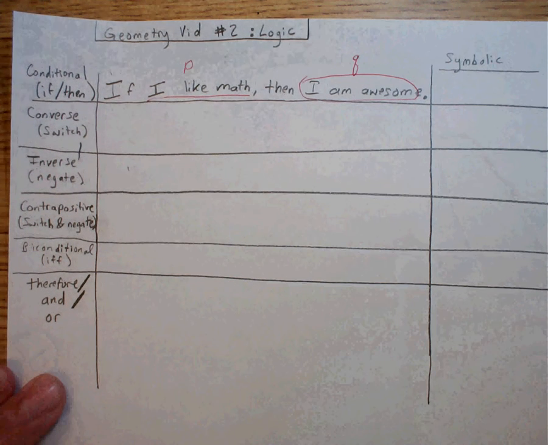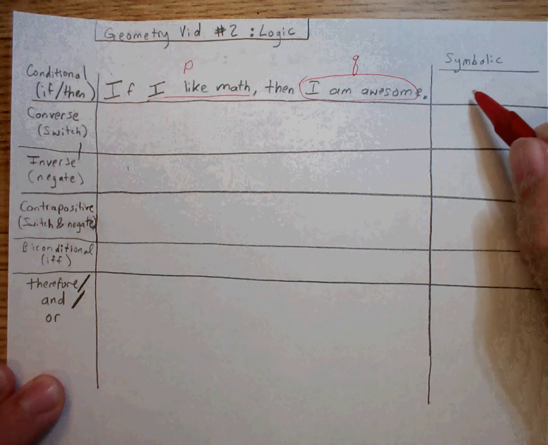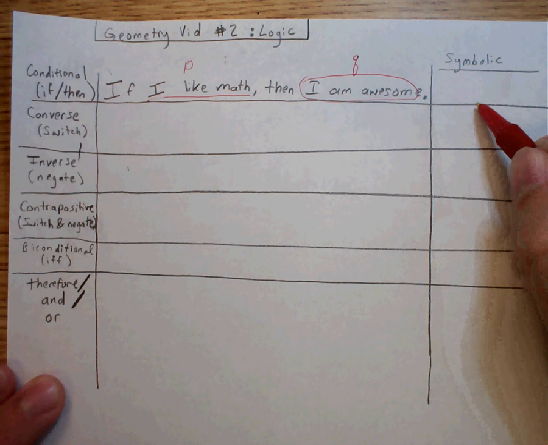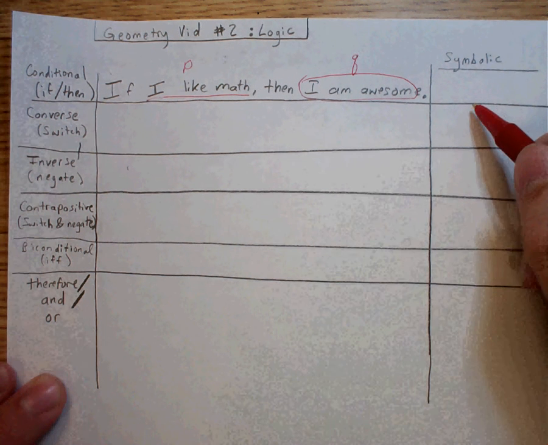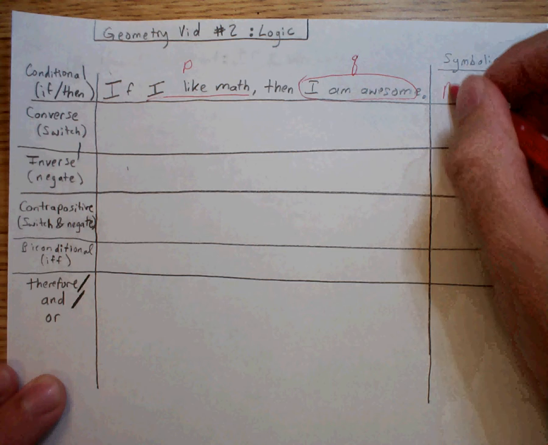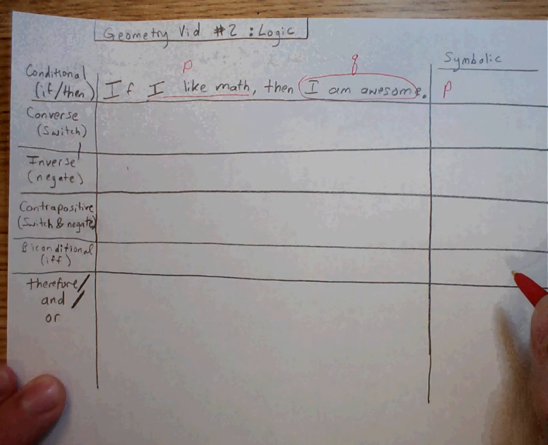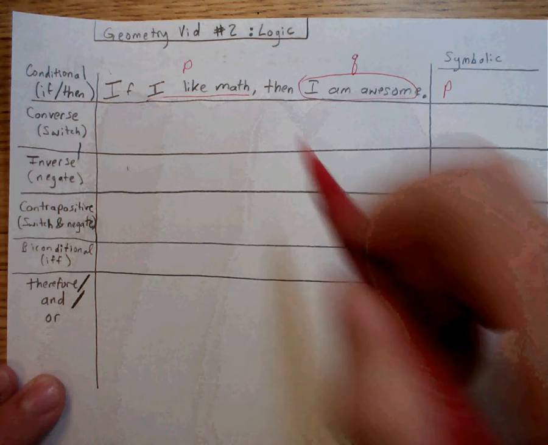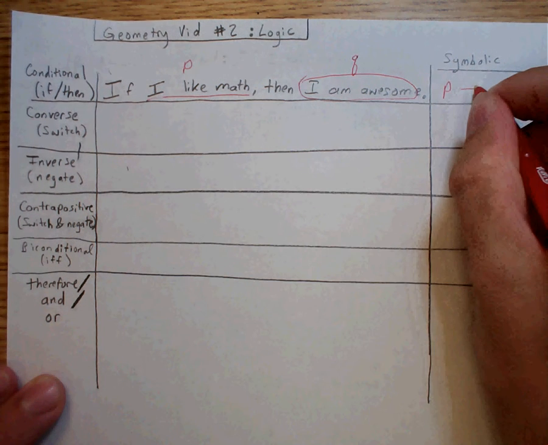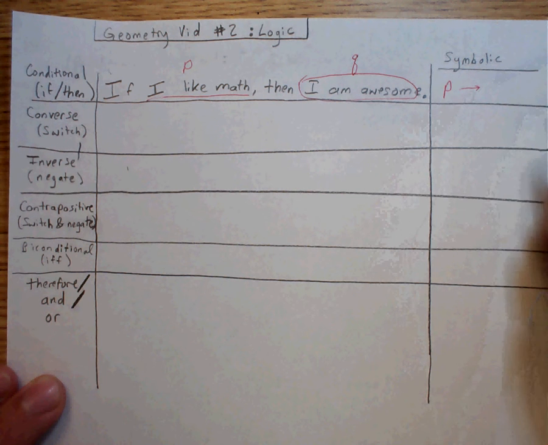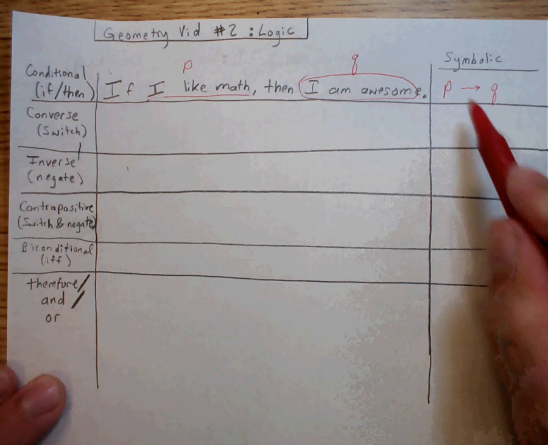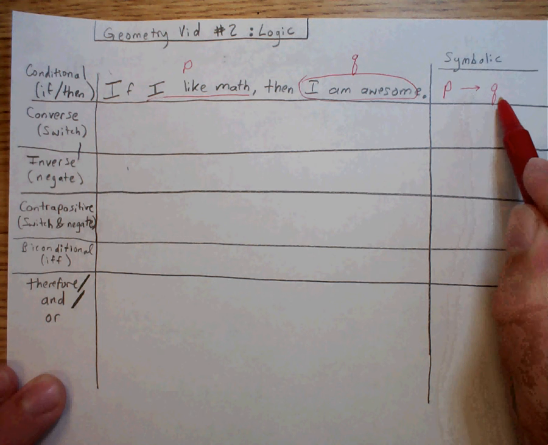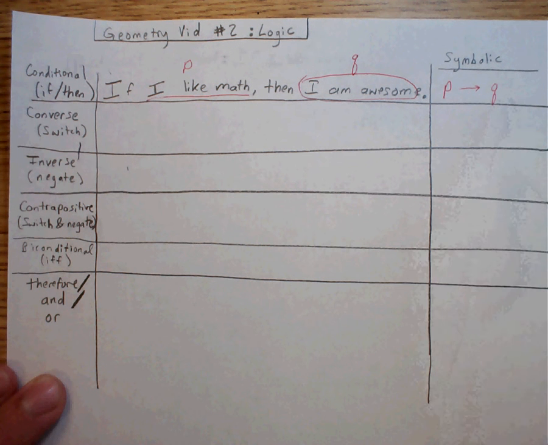Now, to use this conditional statement in symbols to make our lives easier as a shortcut, we would say P, and then for all if-then statements, we use this arrow, so P implies Q, or P follows logically to Q. Great, so that's the conditional.